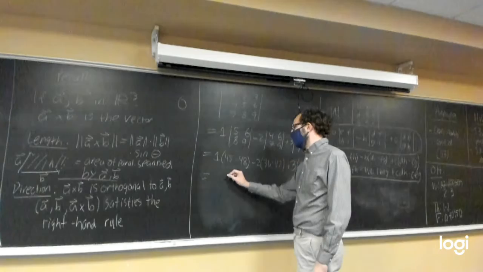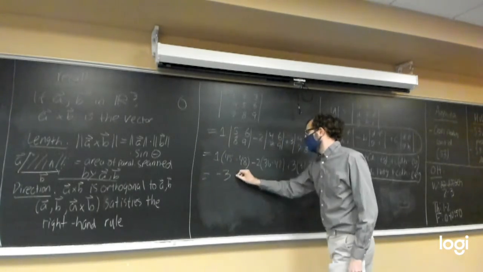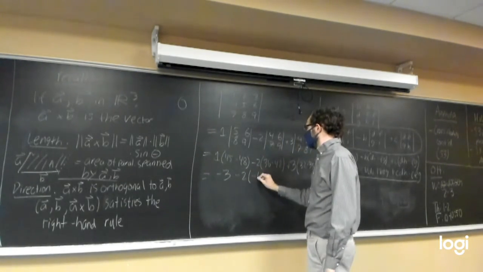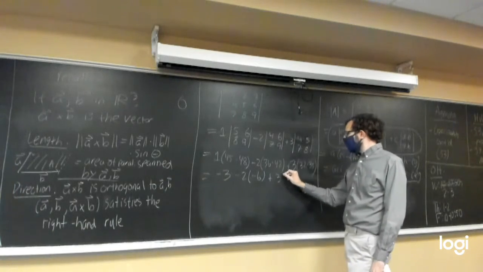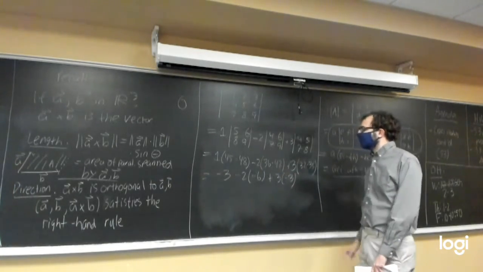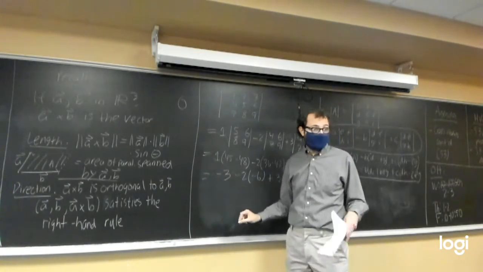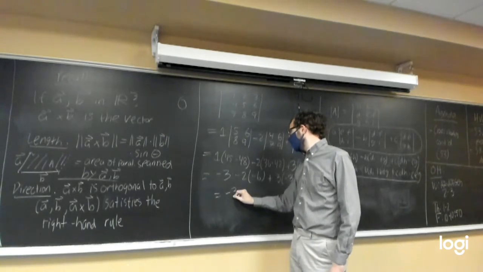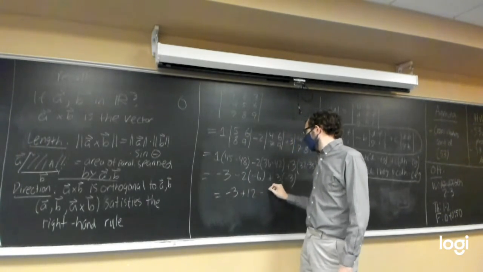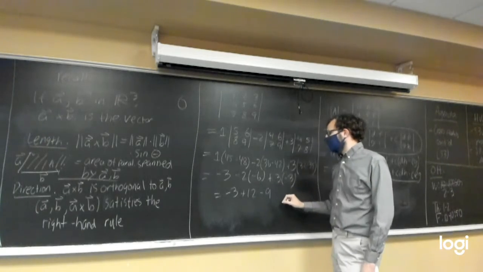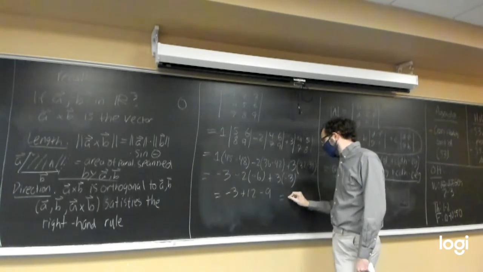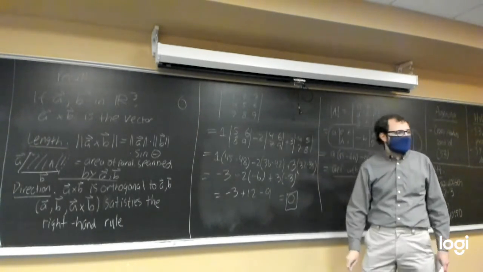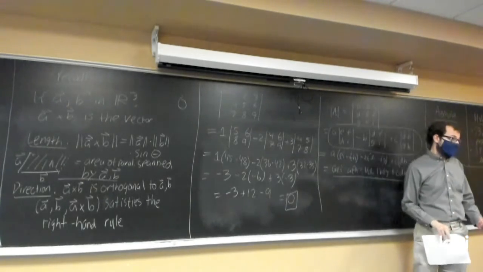45 minus 48 is negative 3, minus 2 times negative 6, plus 3 times negative 3, which, if we simplify, comes out to negative 3 plus 12 minus 9. Negative 3 plus 12 is 9, minus 9. Egads, it is in fact 0.